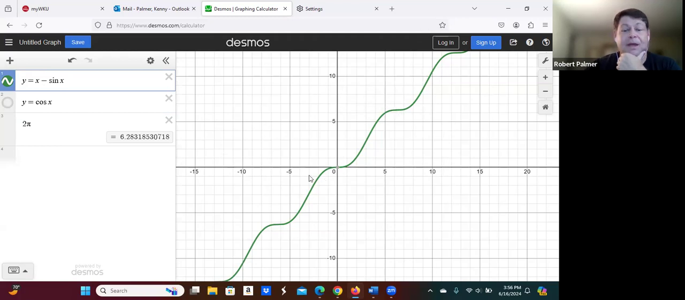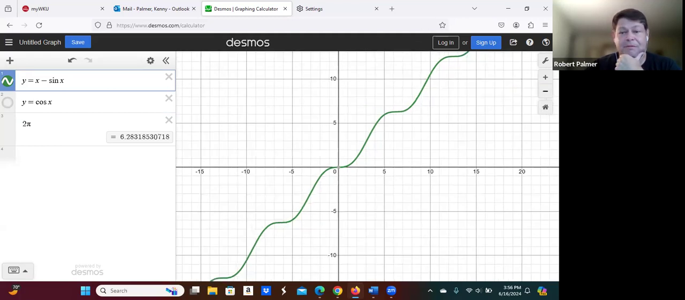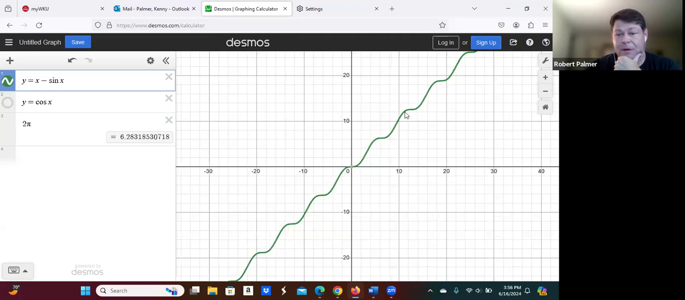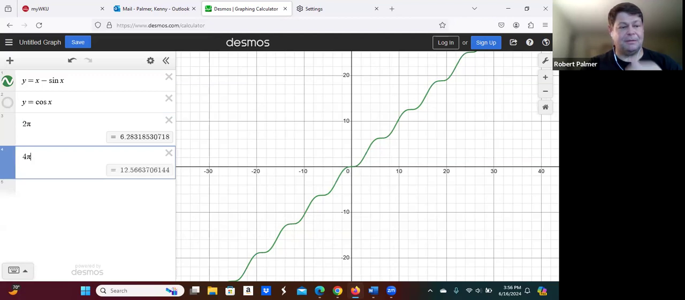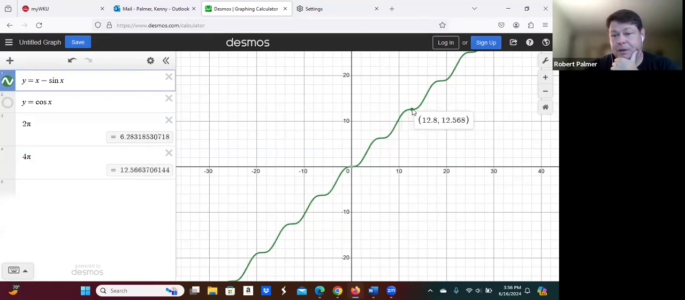What about -2 pi? Should be about -6.28. Yeah, that looks about right. Let's do one or two more. What about 4 pi? That should be right up here. So 4 pi is going to be 4 times pi, about 12.56. Yep, that looks about right. And then down here, the next one, -12.56. Yeah, okay, good. So that's the answer to that question.